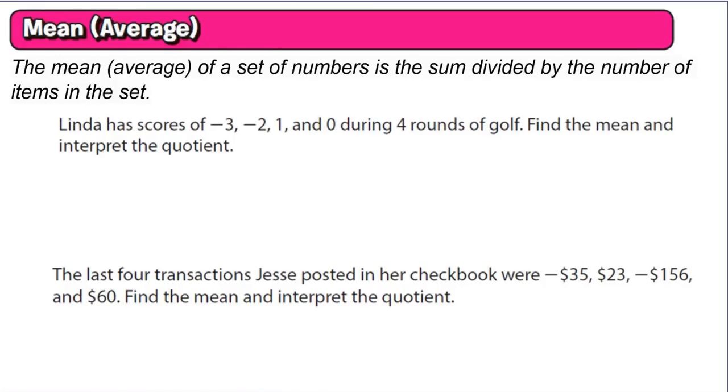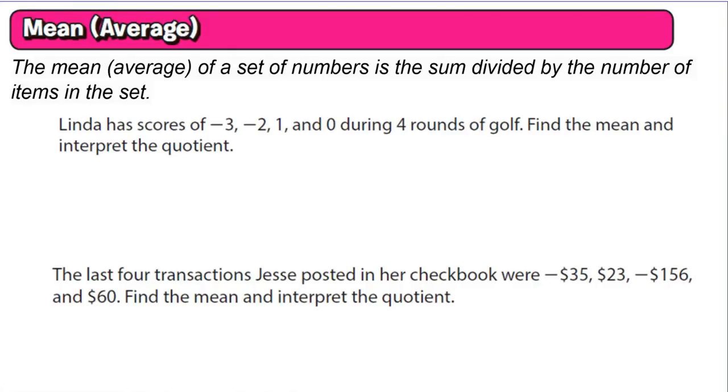And then we want to address, how do you find the mean or the average? Whenever you want to find the average of something, you're going to have to use division. That's why we talk about it here. The mean or the average of a set of numbers is the sum divided by the number of items in the set. So you add all the numbers together and divide by how many numbers there are, and that's how we find an average. Let's take a look at a couple examples.